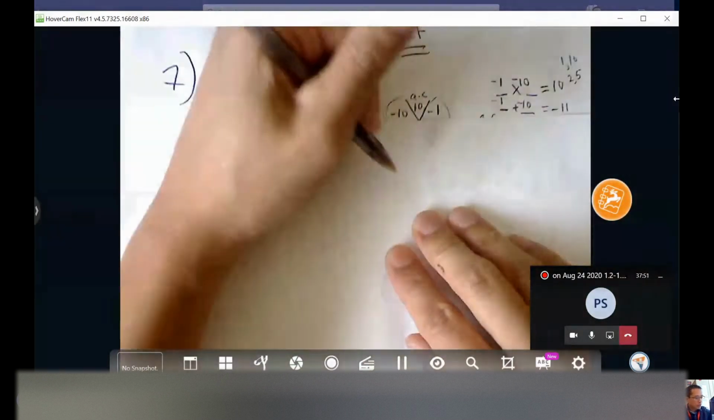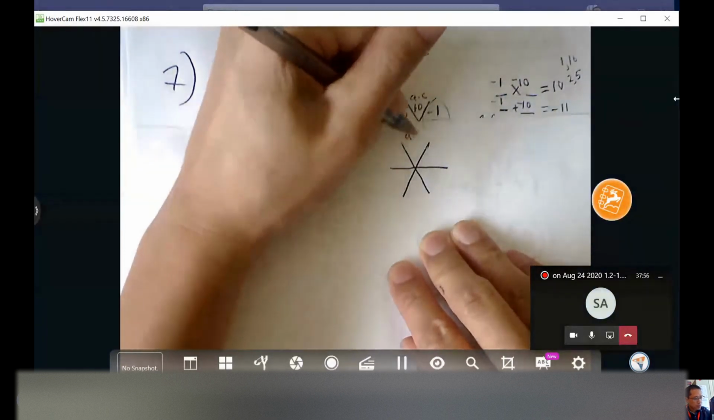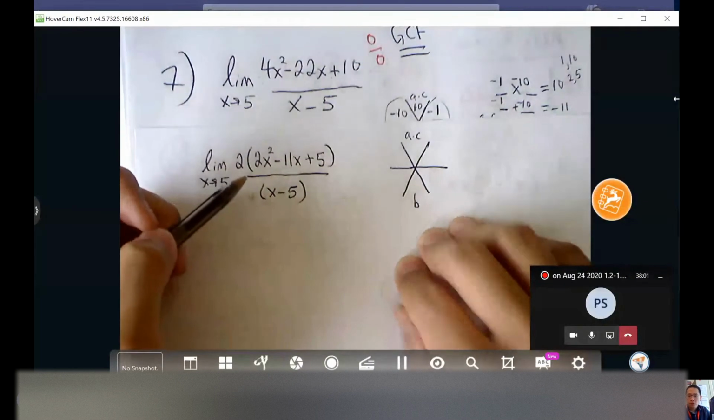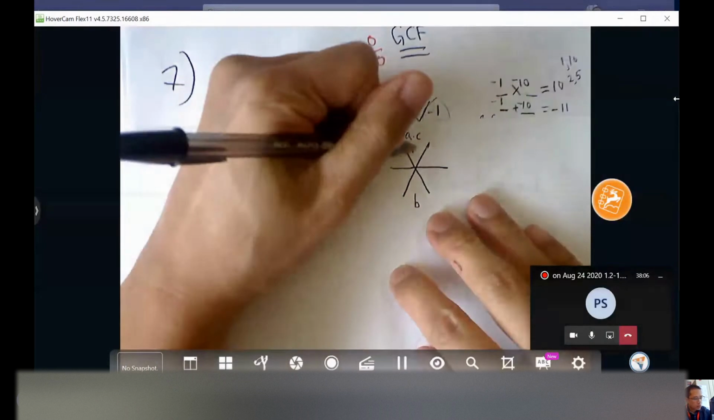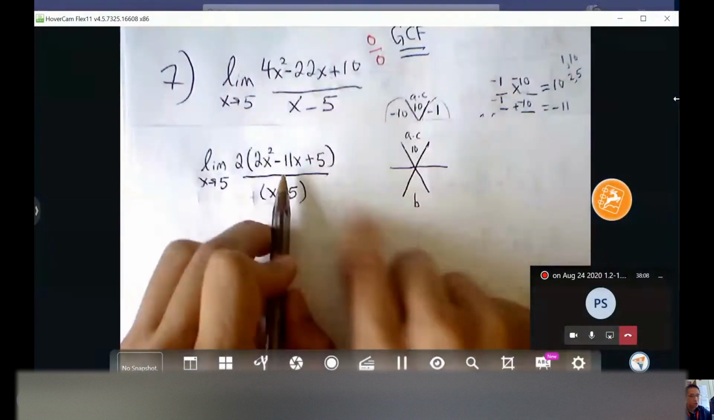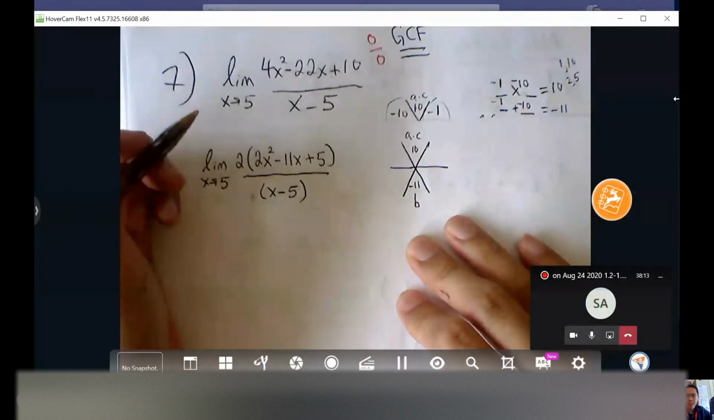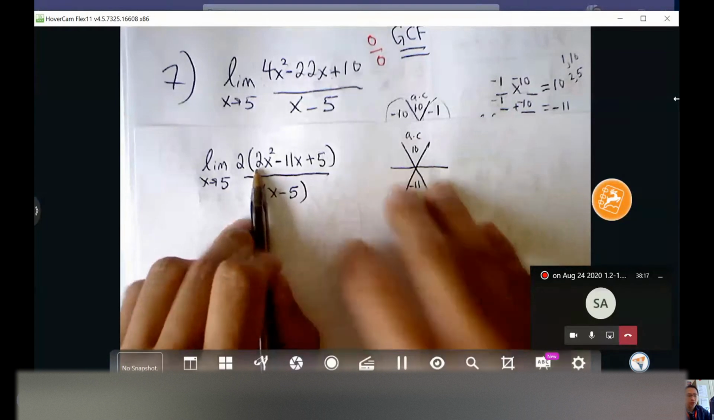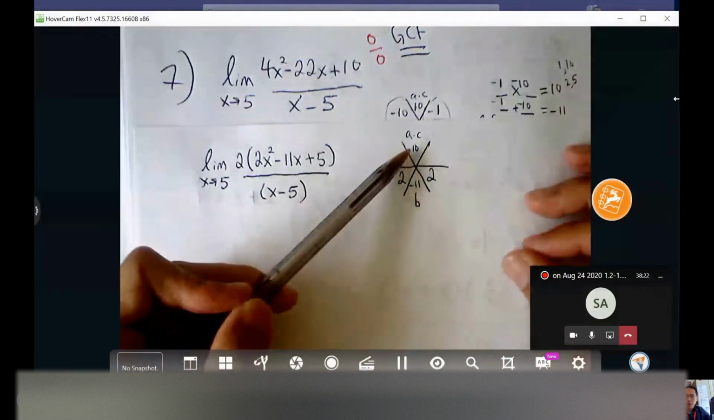So I go through this star method here. We're trying to find 2 numbers that multiply to be 10, a times c. But we also want those 2 numbers to add up to be the middle term, which is negative 11. We stick our a value in these below spaces here. So now it's a bit of a puzzle. We ask ourselves, what can multiply to be 10 and adds up to be negative 11?